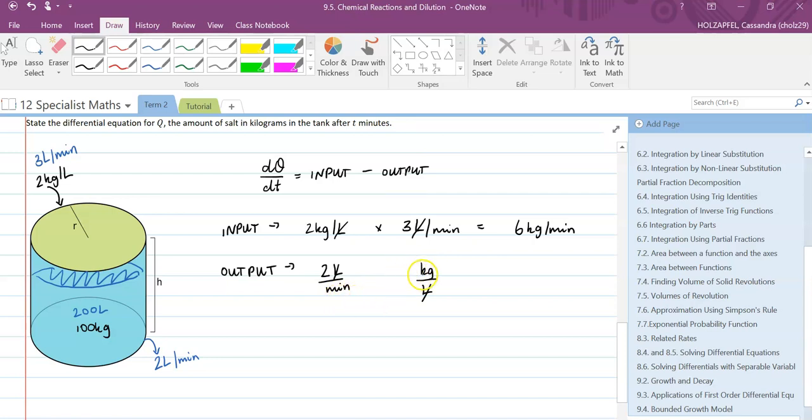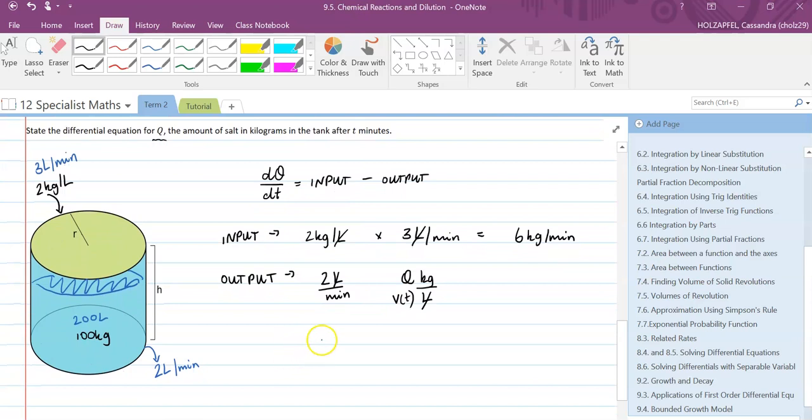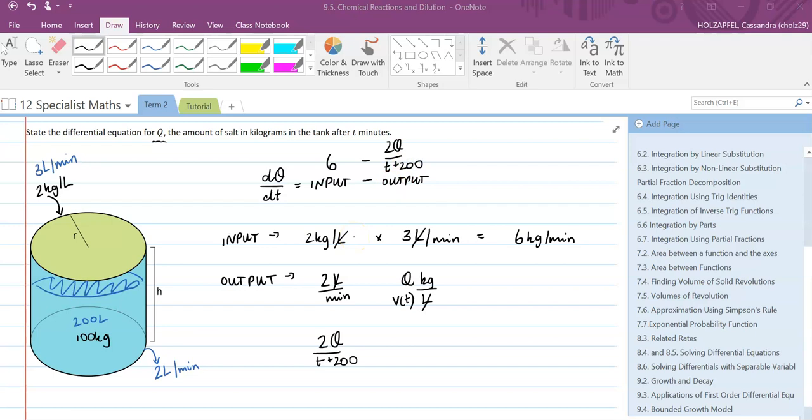Okay, so the number of kilograms at any time in the tank is equal to Q, as we've defined by our question here. And the volume of the liquid in the tank is found by V(t). So that was that same function that we've actually just found. So if we substitute in that previous function that we found, t plus 200, we're going to get the output is equal to 2Q over t plus 200. All right, so now we've got our input rate, which is 6 kilograms per minute, and our output rate, which is 2Q over t plus 200. So we've gone ahead and found our differential equation for Q, the amount of salt in kilograms in the tank after t minutes.